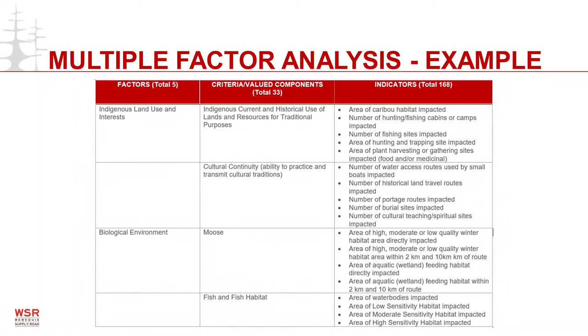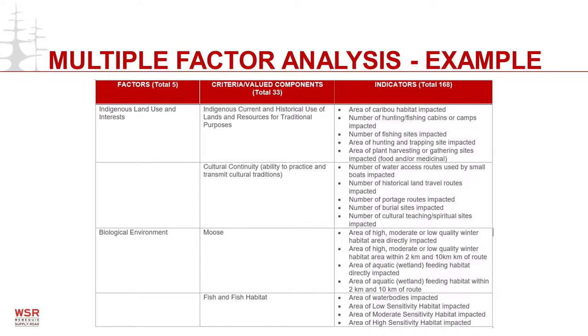So I've got a table on the screen here now. And when we talk about multiple accounts analysis, an account can be considered the same as a factor. And when we talk about factors, it's best if I use examples to make it easier to understand. So factors might be, for example, indigenous land use and interests or biological environment. These are examples of factors. And associated with these factors are criteria or valued components. So these are things that could be studied or things that, for example, community members have identified as being important to them. So, for example, indigenous current and historical use of lands and resources for traditional purposes. That's a big topic, obviously, but that's certainly one valued component.